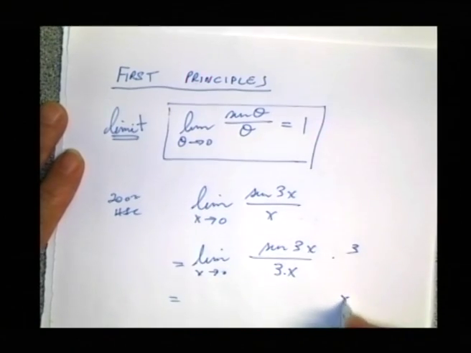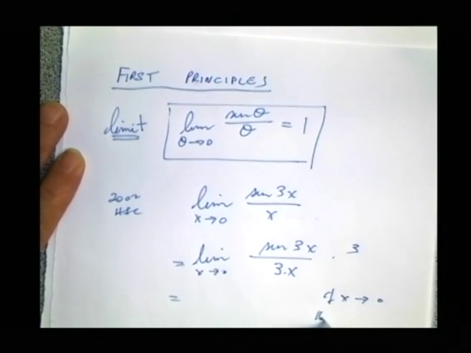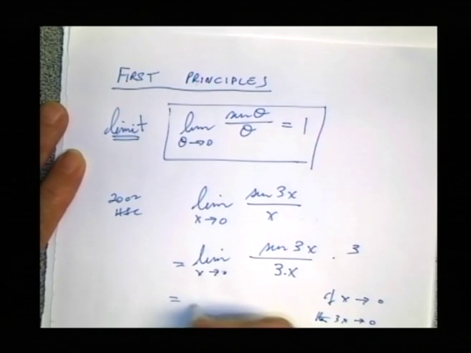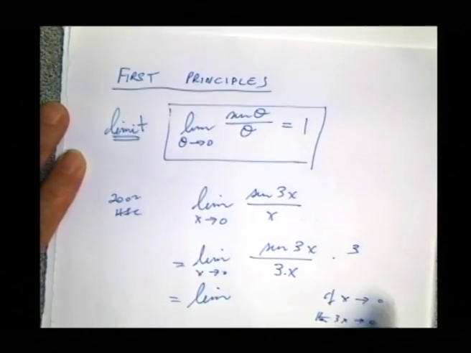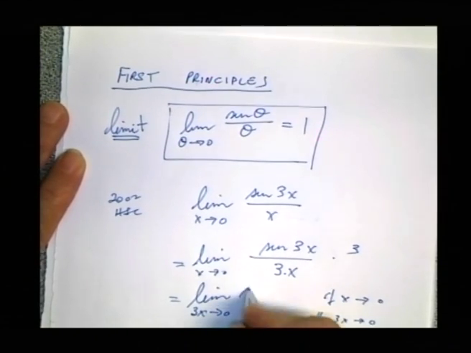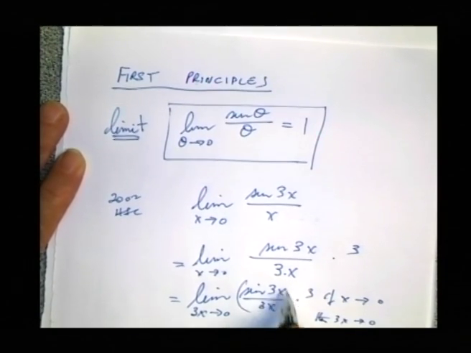So now, note, as x tends to 0, then 3x tends to 0 also. In fact, it goes to 0 quicker, so we'll change that. We'll put this over here to explain to the examiners what we're doing. So it's 3x tends to 0, so that's sine 3x over 3x, by 3. And the limit of that, 3 can be taken out in the front. This is 1, the answer is 3.